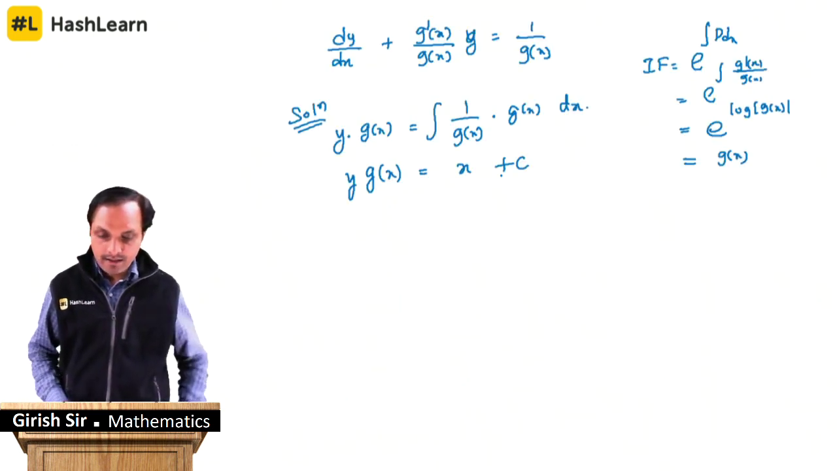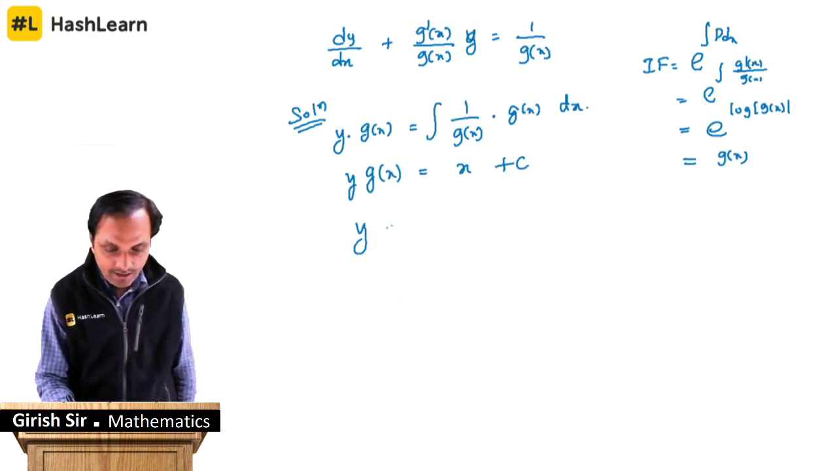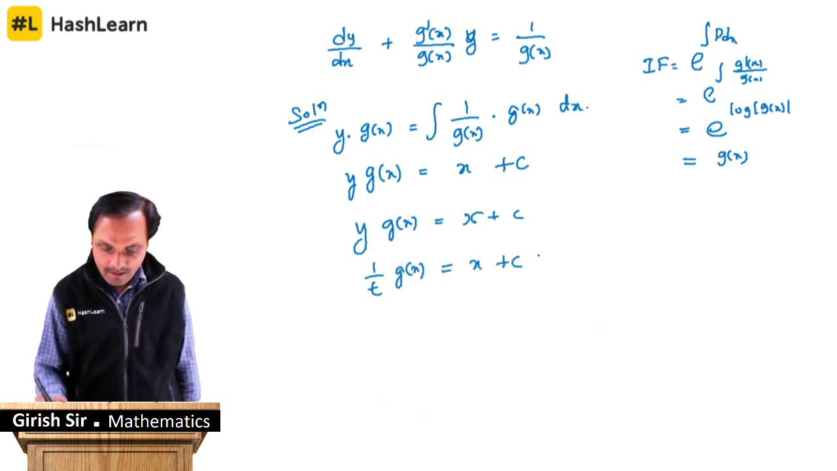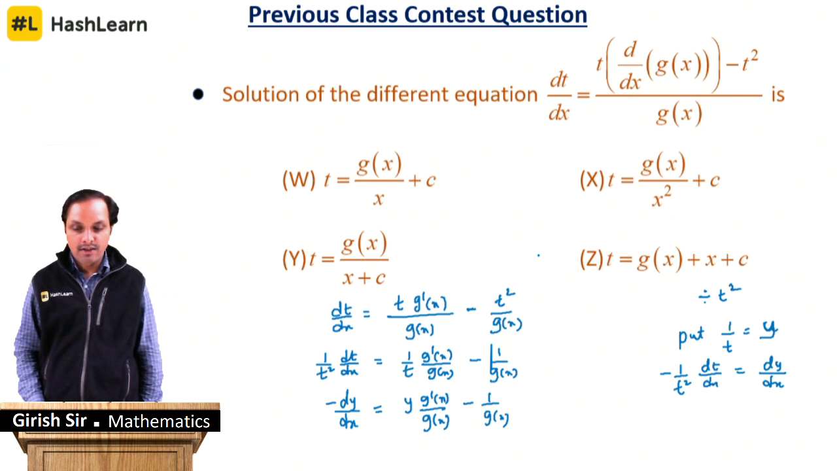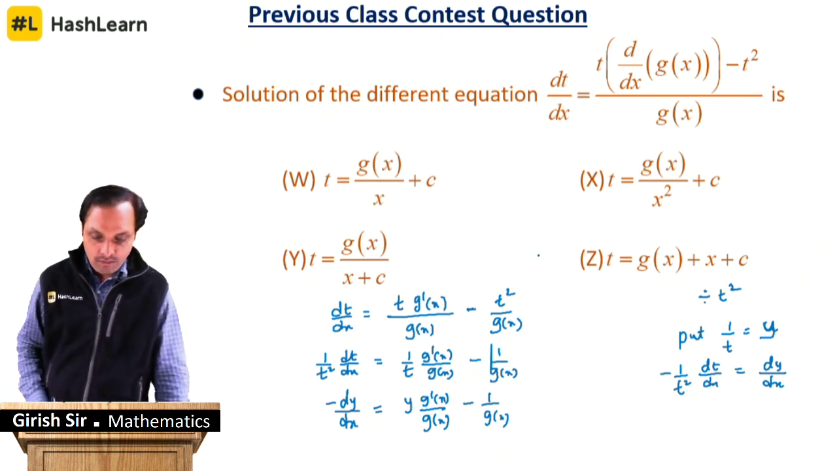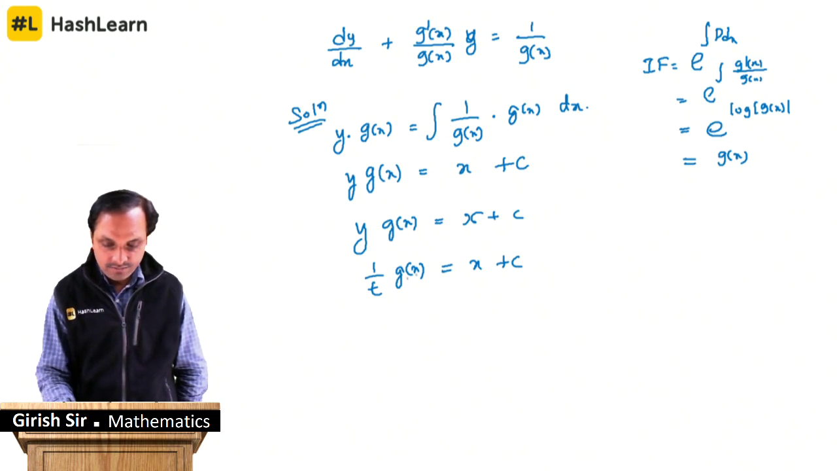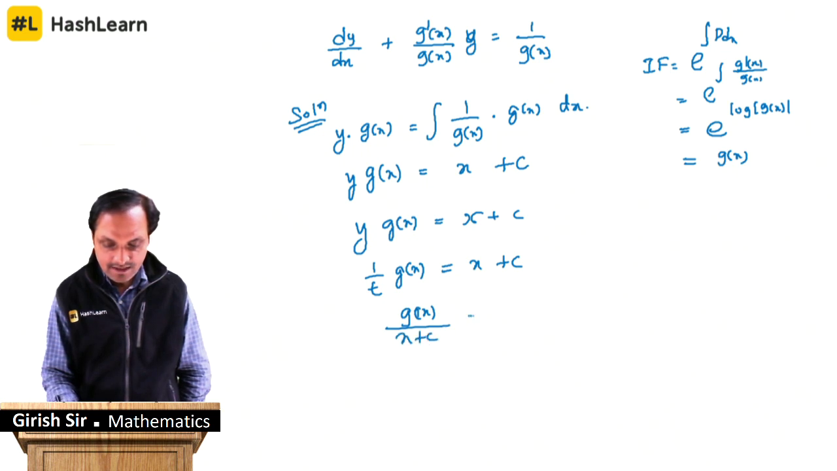We have taken that y as 1 by t. This is 1 by t g of x. So what is the question? The question is asking you what is t? t is equal to, shift this here. When you shift, this part will become g of x divided by x plus c is equal to t.